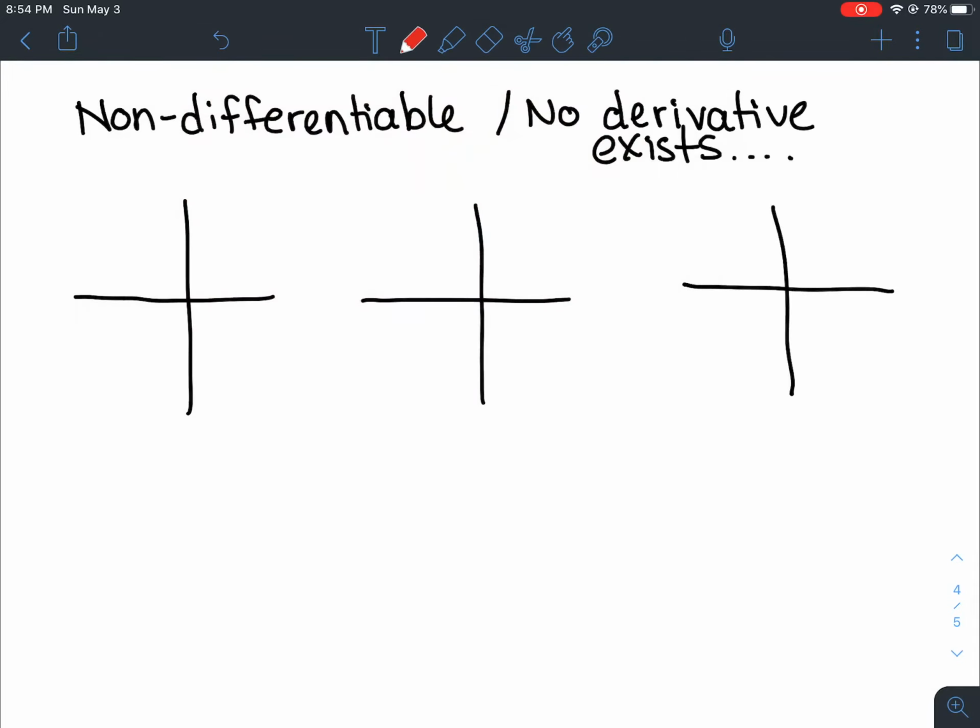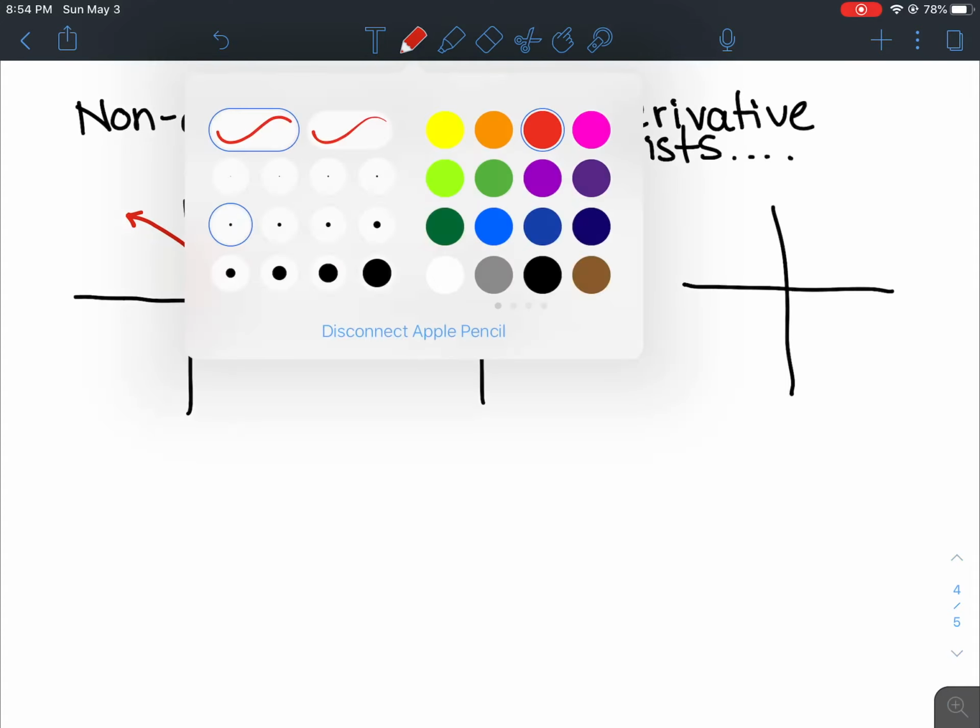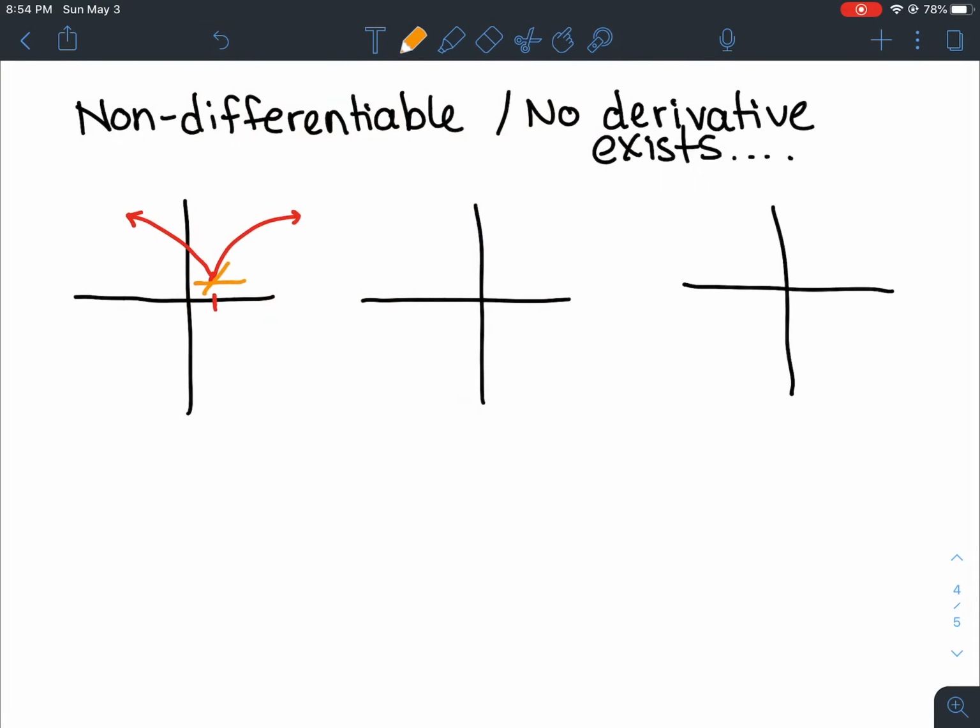One is a cusp. It looks kind of like that. You can't differentiate a function right at that cusp, because the slopes of the tangents approaching the cusp don't approach the same value. If you were to draw a tangent at that cusp, there are many different options for a tangent line. So it's not differentiable here.